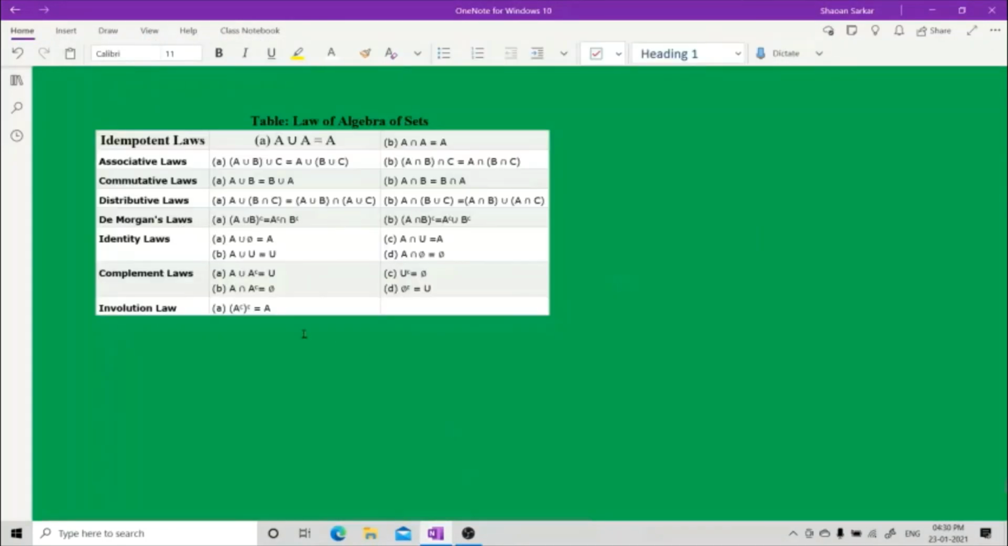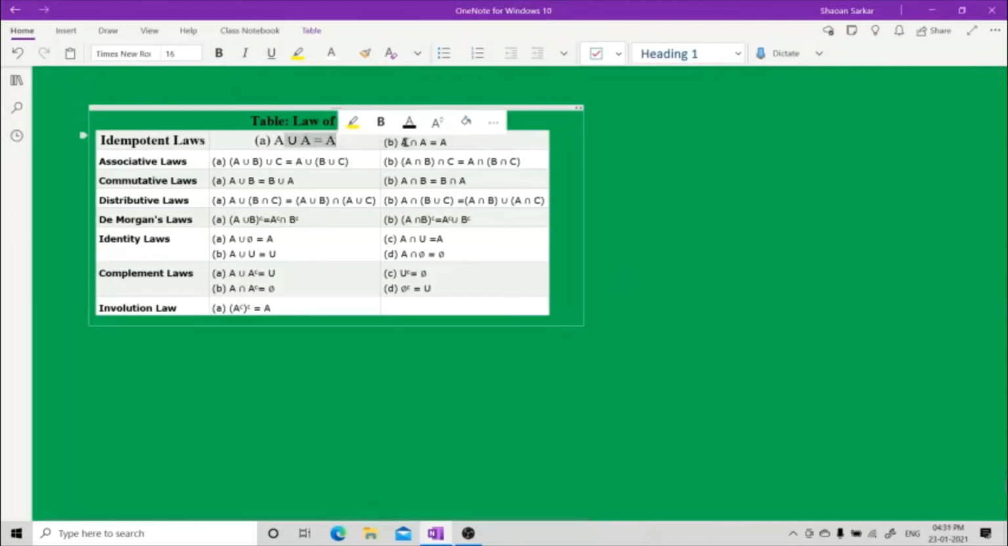Algebra of sets. Now, this is what is called the idempotent law. If you take A union A, you will get A. A intersection A will give you A. This is the associative law: A union B union C, A plus B plus C, you can say. This is nothing but A plus B and then plus C. First you do this union and then you do that union. It remains the same. The same is the case for intersection.